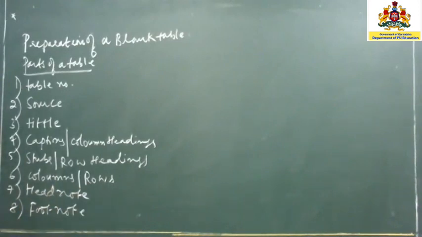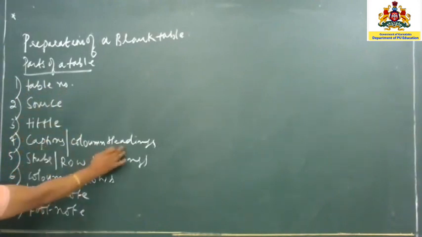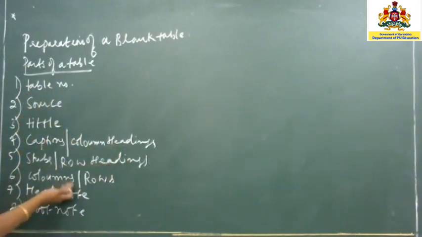Okay. So is it clear? Now these are all the parts of a table. If you make use of all these parts, that becomes your preparation. So one is table number, next is source, next is title, next you have captions or column headings, stubs or row headings. That means obviously first will become columns, rows, then you have head note and then the last one is footnote.